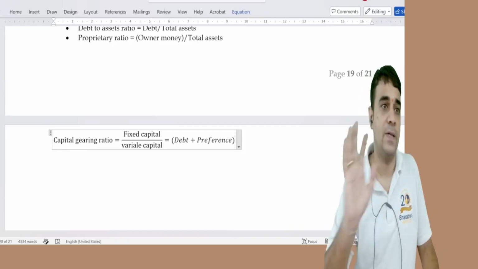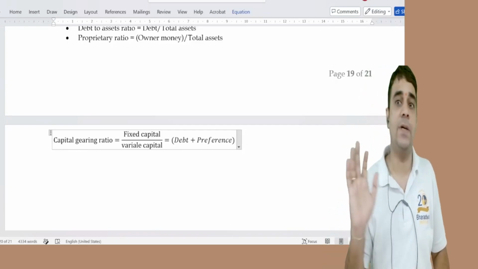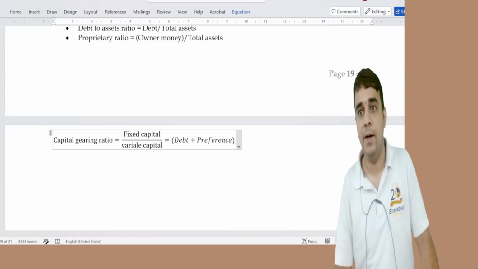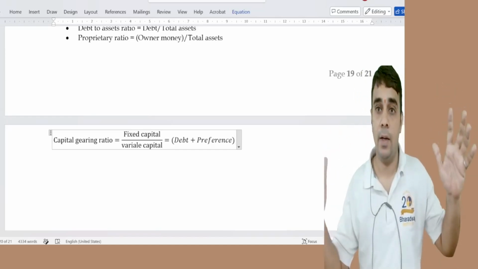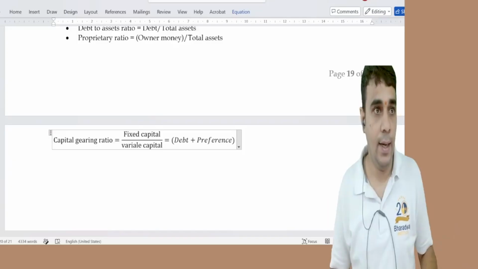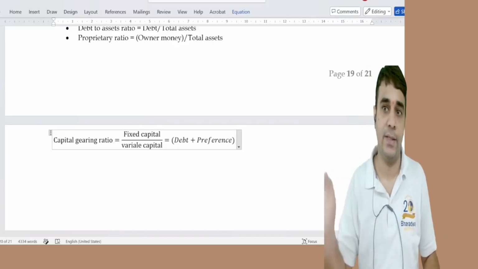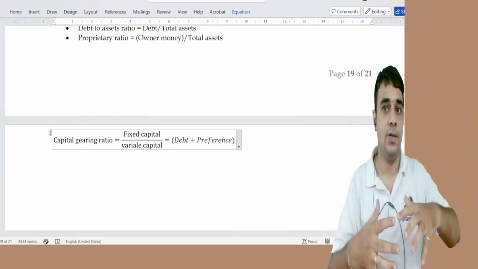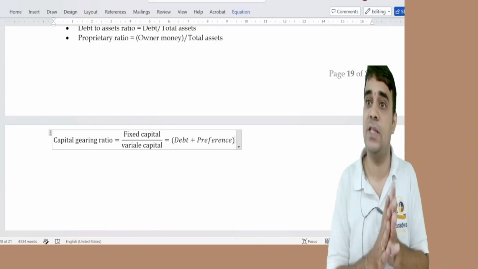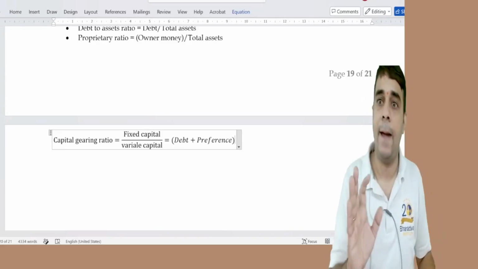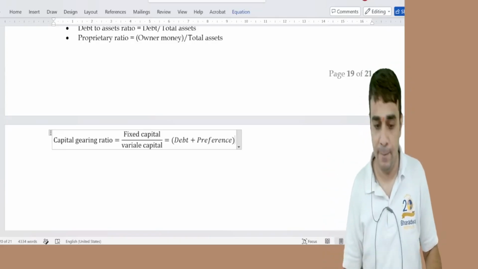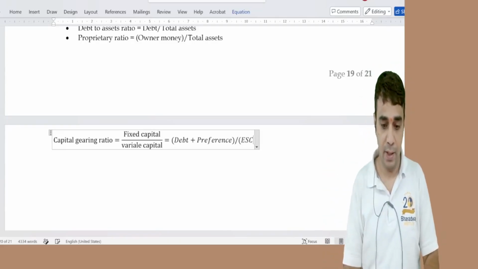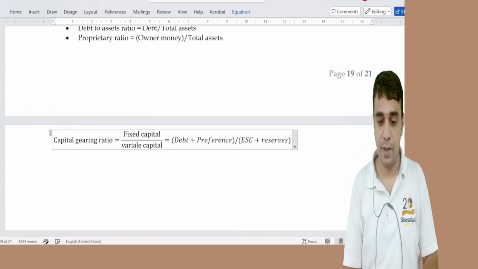Debt 12% interest, preference 10% dividend. I did really well. Can I increase the dividend? No. There are some participating preference, I'm not discussing all that. Okay. If business does really well, can I increase interest? No. Can I decrease interest if business does bad? No. So fixed capital or fixed liability capital is divided by equity share capital and reserves.